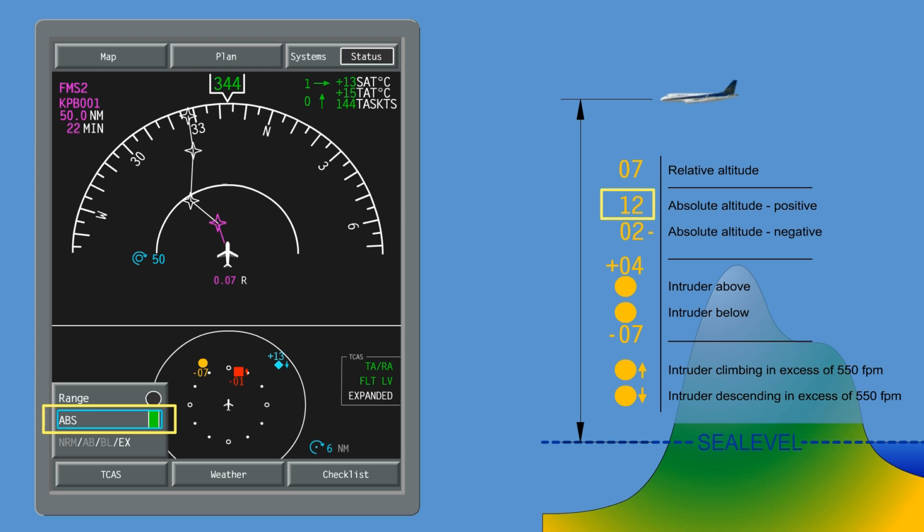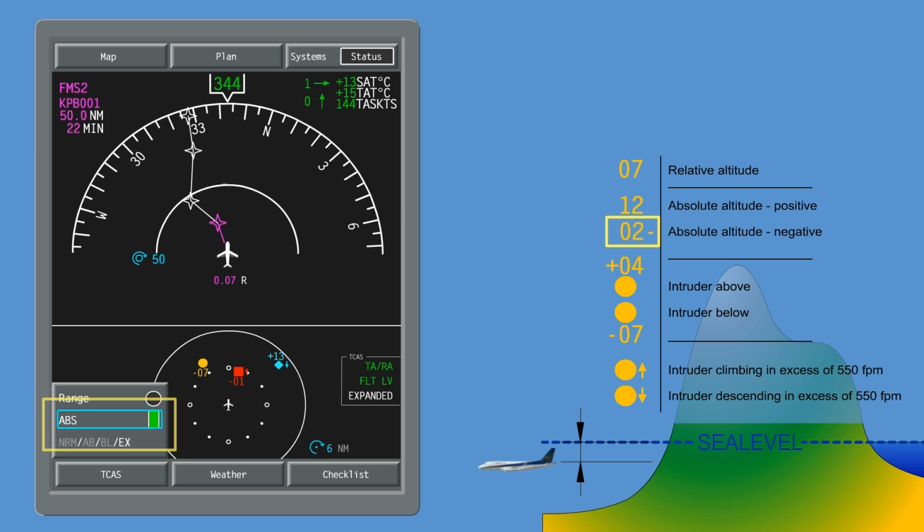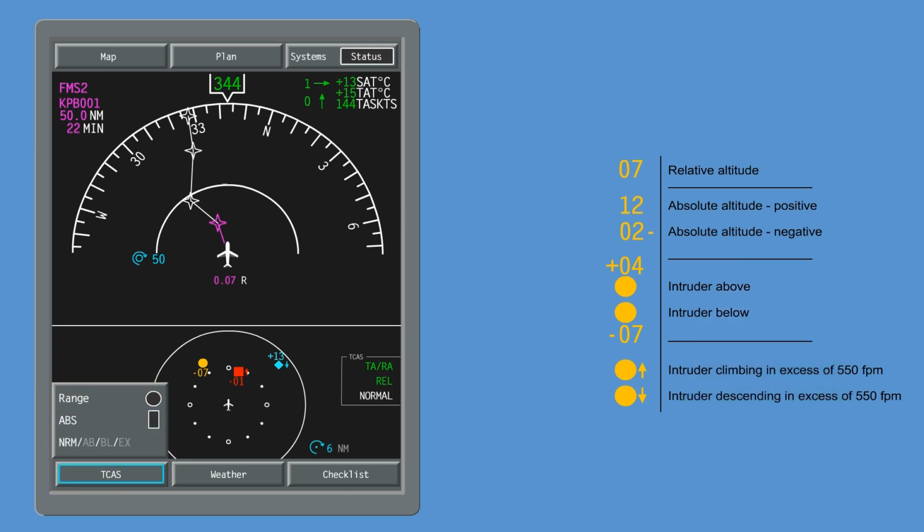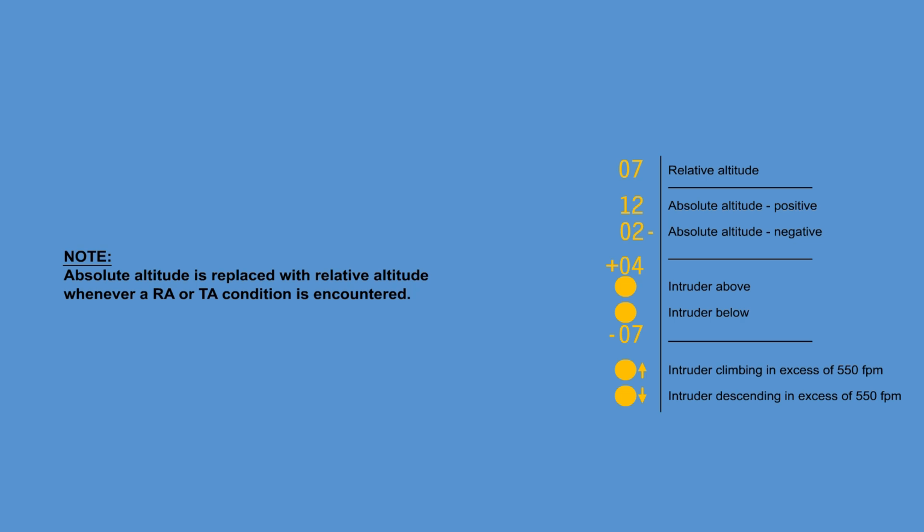A positive altitude is then displayed with 3 digits, but a negative altitude is displayed with 2 digits followed by a negative sign. When the number is placed above the traffic symbol and preceded by a plus sign, it represents an intruder above the TCAS aircraft. Placed below the traffic symbol and preceded by a minus sign, it represents an intruder below it. Note: absolute altitude is replaced with relative altitude whenever a resolution advisory or traffic advisory condition is encountered.